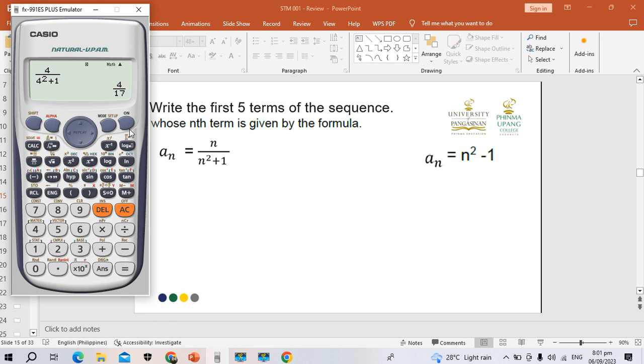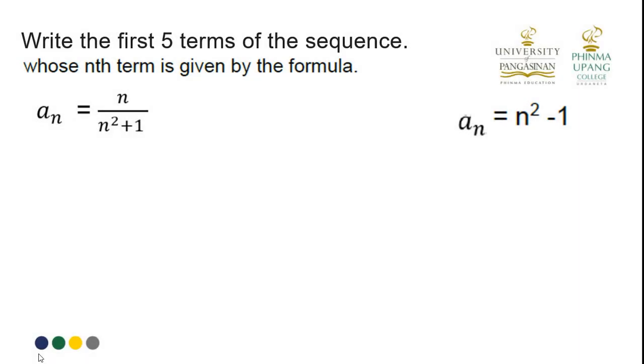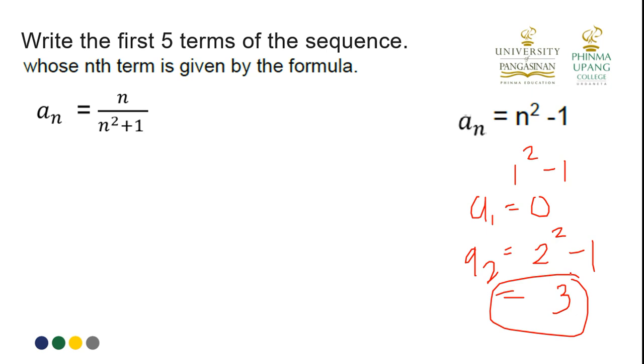Next, let's move on to the next one. Here, a sub n is equal to n raised to 2 minus 1. To solve faster, use a calculator if you have one; if you want to do it manually, it goes like this. Since we're looking for 5 terms, first is 1 raised to 2 minus 1, and that will be 0. Why? 1 squared is 1, then 1 minus 1 is 0. Then a sub 2 is 2 raised to 2 minus 1, that will be 3. Likewise a sub 3, a sub 4, a sub 5. It's simple because the given equation is just a binomial or polynomial.